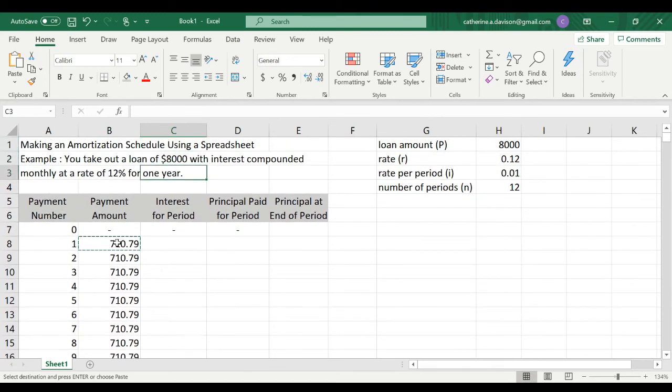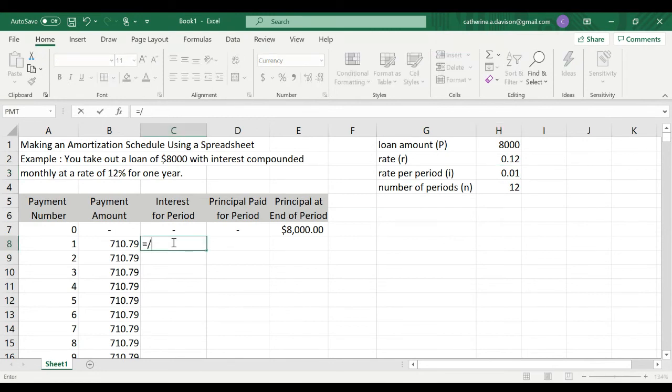And our principal to start with is the amount of the loan, which is $8,000. So to calculate the interest for the first period, what we want to do is multiply the rate for that period, or for every period, 0.01, times the principal from the period before, at the end of the period before. So for us, that would be 0.01 multiplied by the principal at the end of the previous period.